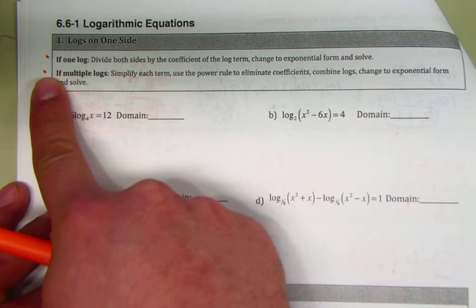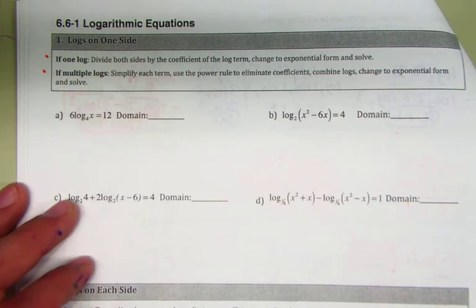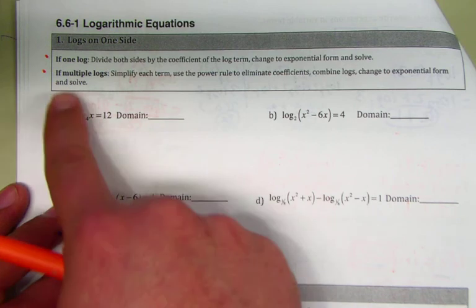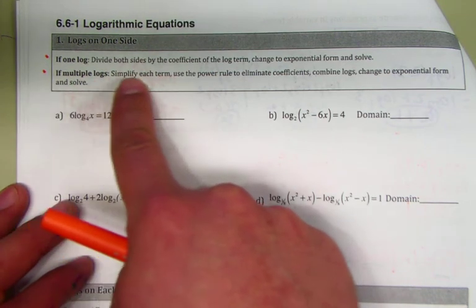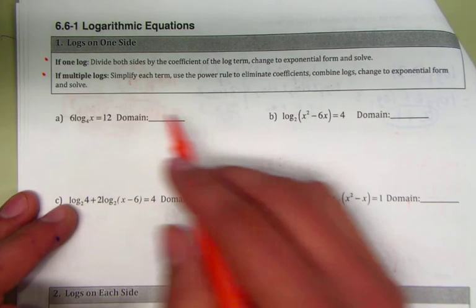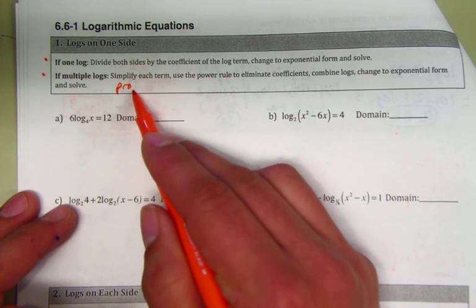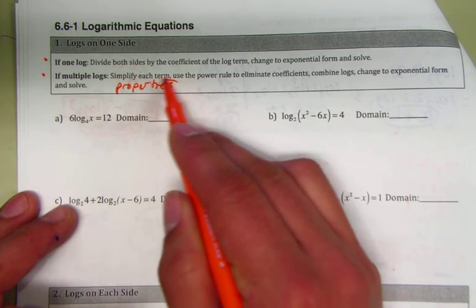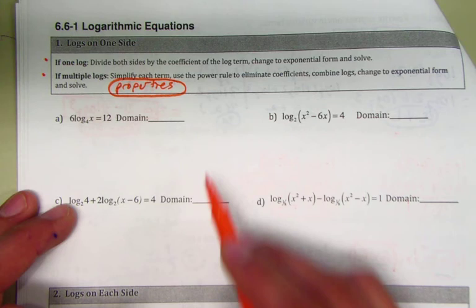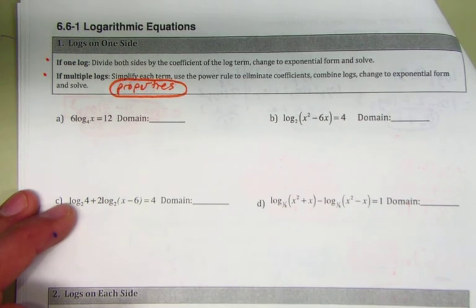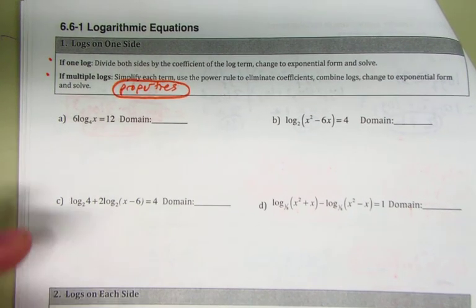The part that's new is if you have multiple logs, okay? So when we do this, this is where we use the properties. Whenever you see multiple logs, you use the properties that we've been talking about, adding, subtracting, how can we use that to combine, things like that. Okay?